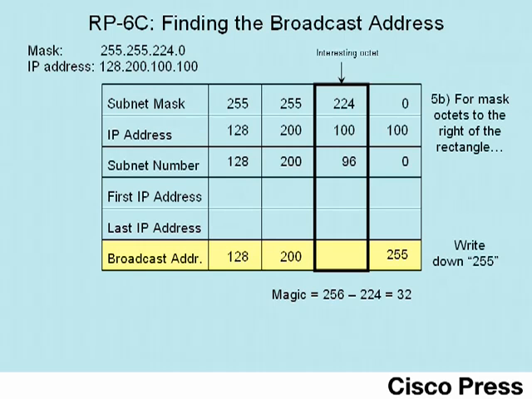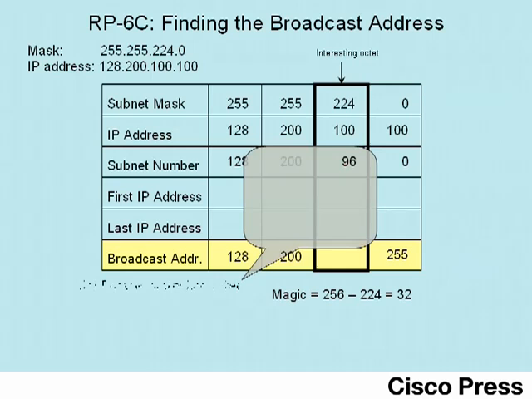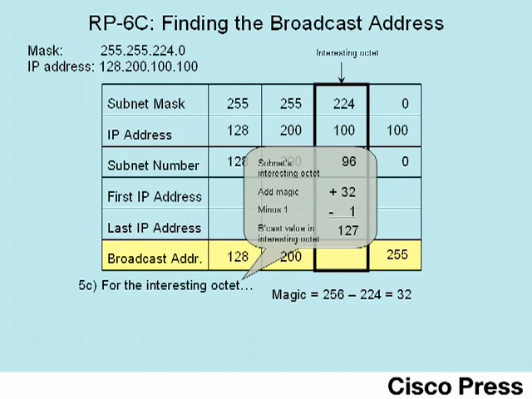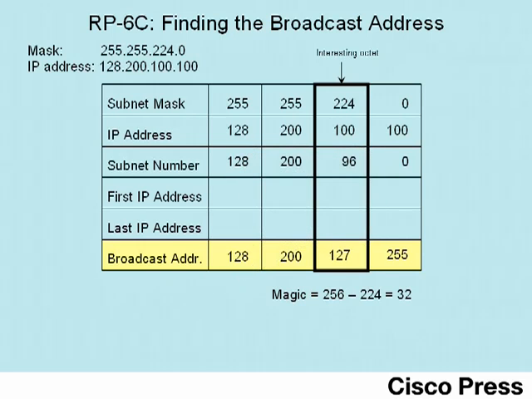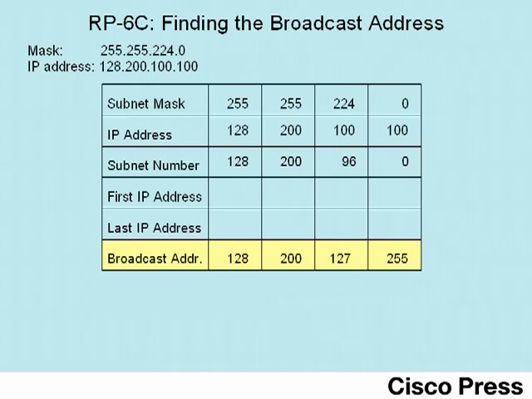So, in step 5a, we copied the subnet number octets, and in step 5b, we wrote down 255s in the octet to the right, leaving a single interesting octet to figure out the value for. At step 5c, to figure out the broadcast address's value in that interesting octet, we take the subnet number's value in that octet, add the magic number, and subtract 1. The math obviously is pretty simple. We end up with a 127 in that octet, which gives us the final answer of broadcast address 128.200.127.255.